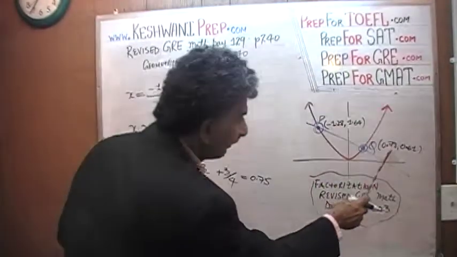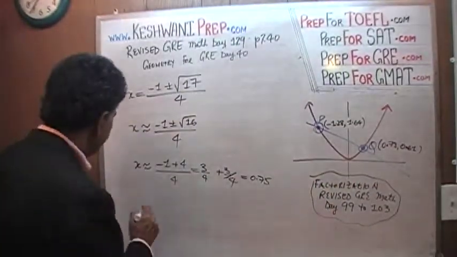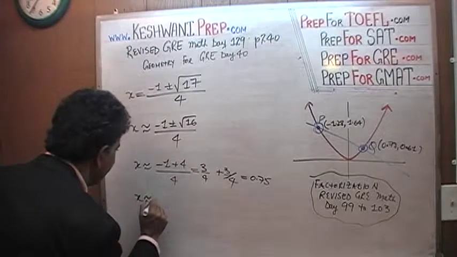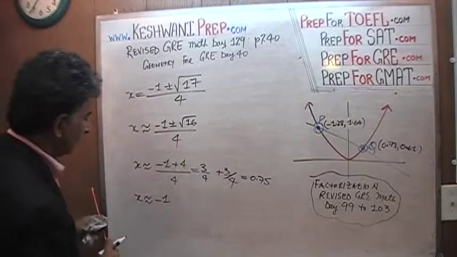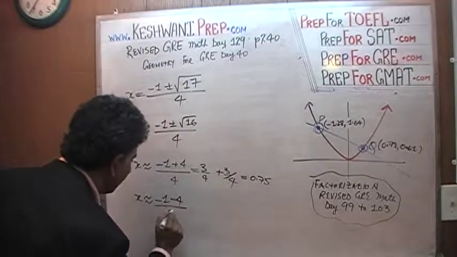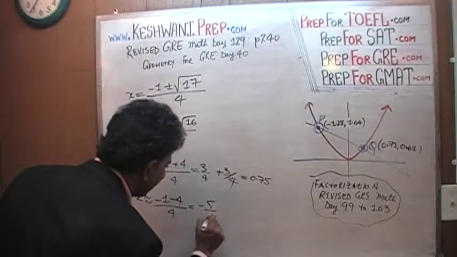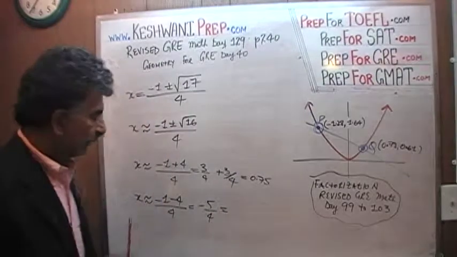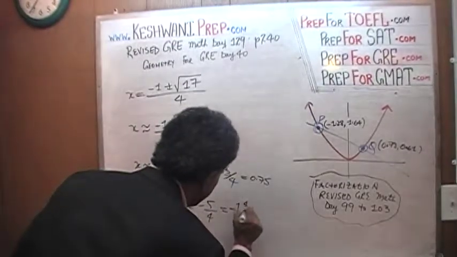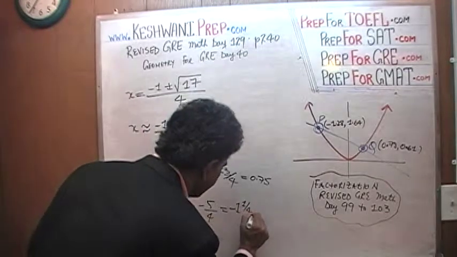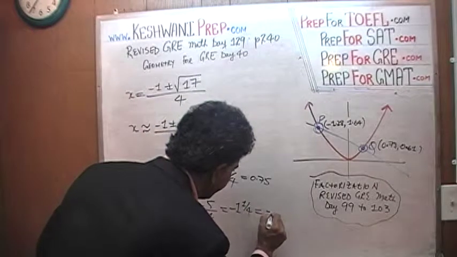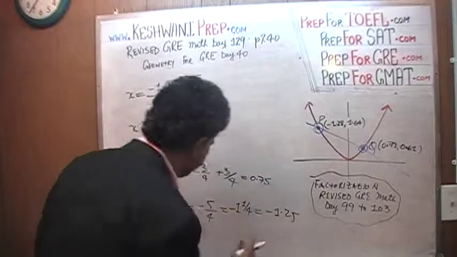Right there, 0.78. Similarly, x is also approximately equal to negative 1, and now we take the negative root. We used the positive 4, now we take the negative 4. Negative 1 minus 4 over 4, which gives us negative 5 over 4. Negative 5 over 4 is the same as negative 1 and a quarter. Negative 1 and a quarter, of course, is the same as negative 1.25.